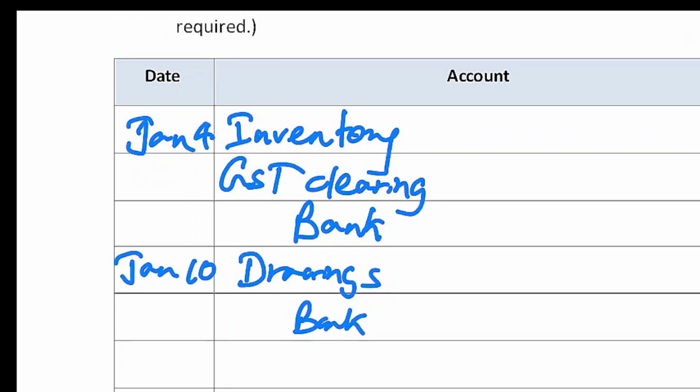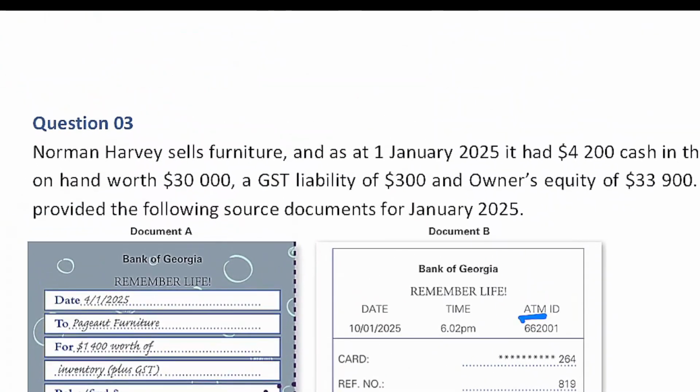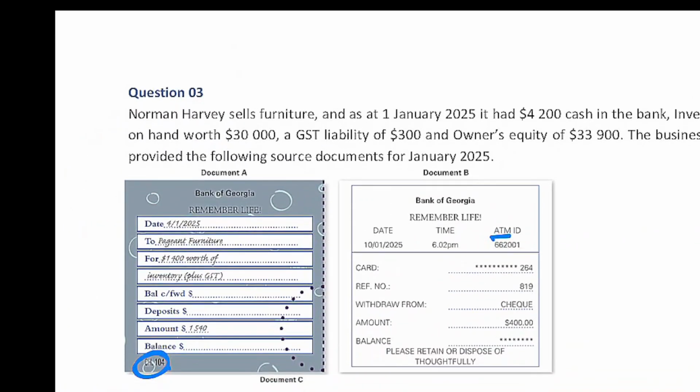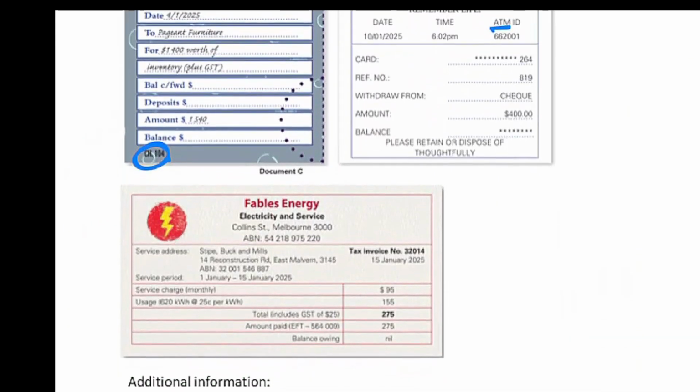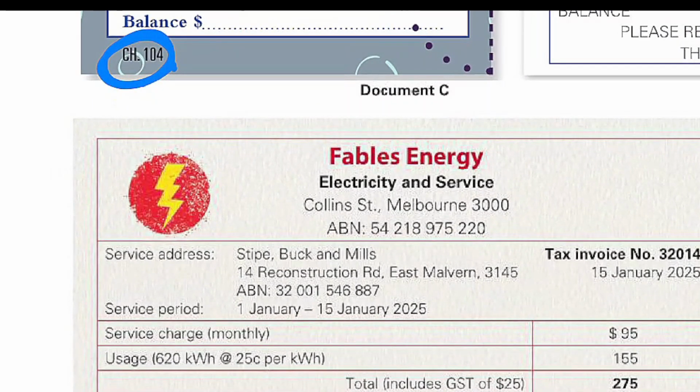Right. Then next one, guys. What is this source document we discussed last time? Anybody remembers? Invoice. How do we know it's an invoice? Tax invoice. Is it because of this one? No. Then? No, it's not an invoice.